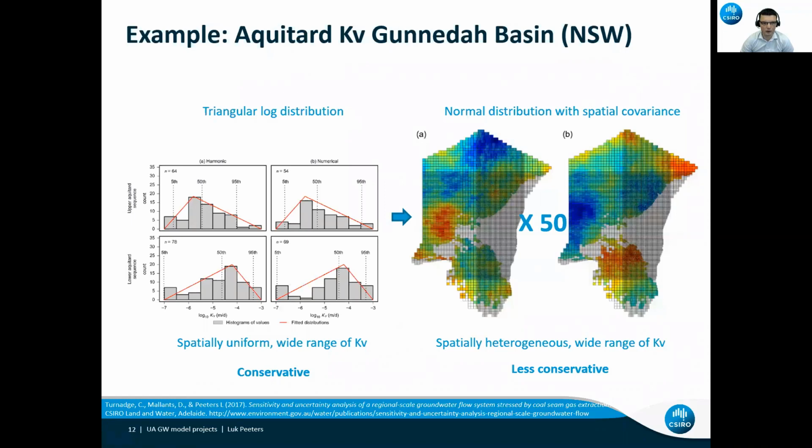Note that the x-axis is on the log scale here. We used them in our model where we sampled the aquitard value as a spatially uniform value from this distribution. Using these spatially uniform values was actually a pretty conservative approach. So we then made that more complex by using a geostatistical simulation where each pixel gets assigned a normal distribution with a mean and a standard deviation according to the spatial distribution of the data points. That resulted in a spatially heterogeneous field, but still consistent with the same data set, which resulted in a less conservative assumption and changed our predictions accordingly.